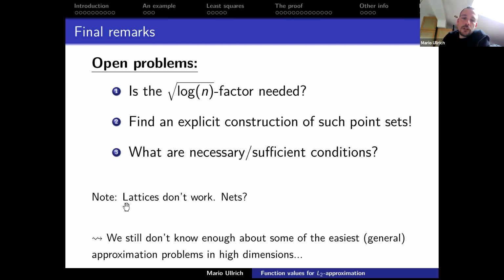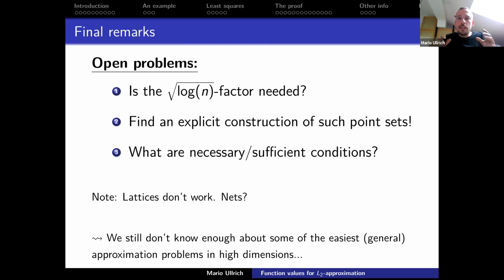What could be, and that's also a question to you, maybe some of you have an idea, a candidate of a point construction that is not a lattice, not a net, and not a sparse grid? Because these are all constructions I know, and all of them are proven to be not good enough for L2 approximation. Or at least to know what are necessary and sufficient conditions of a point set. The only necessary condition I know is: don't put all of them at 0. Basically, that's the only one.